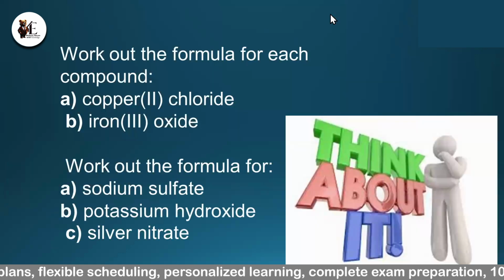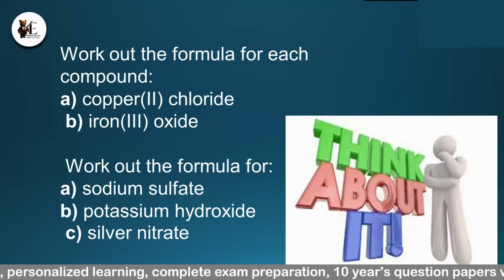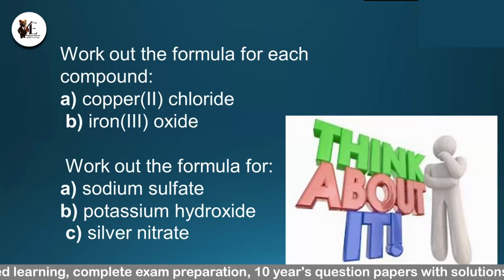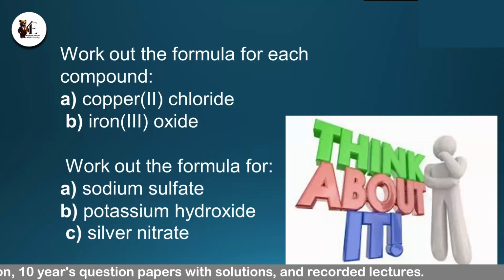Homework question is that work out the formula for each compound: copper 2 chloride and iron 3 oxide, and you have to write down the formula for sodium sulfate, potassium hydroxide, and silver nitrate. If there's any problem, we will discuss it in the next class. The homework, you have to try it yourself, right?